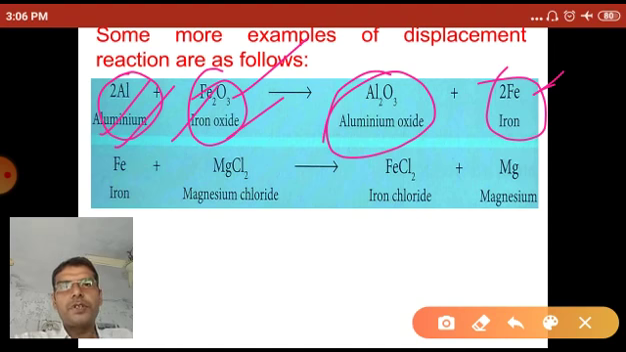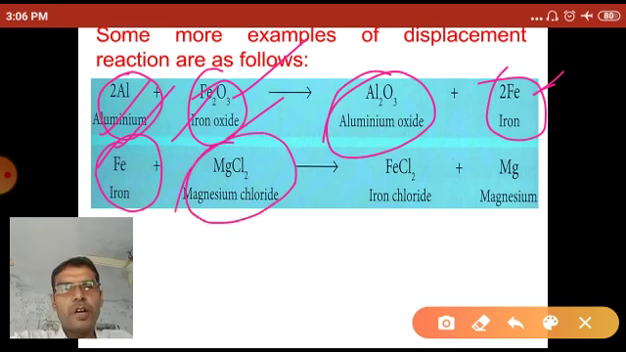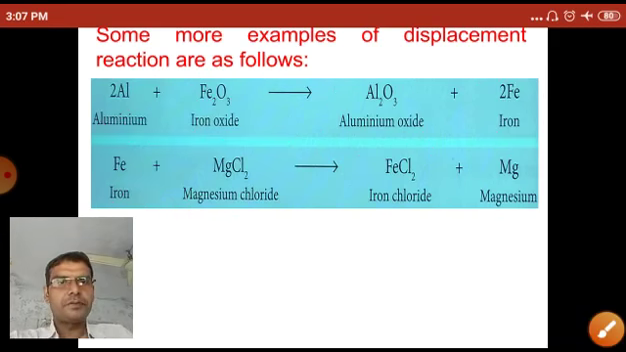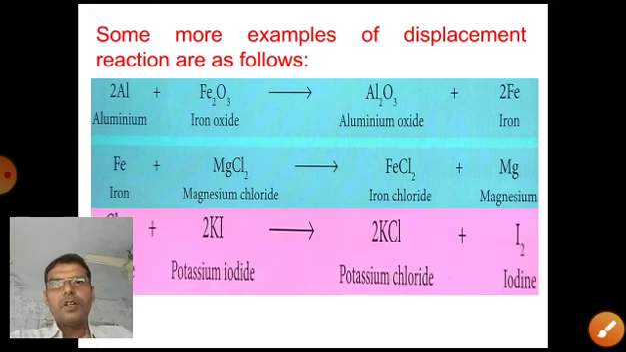Now in the second reaction, when iron is added into magnesium chloride solution, then iron displaces the magnesium and they form ferrous chloride and magnesium, because iron is more reactive than magnesium. So iron displaces the magnesium from the magnesium chloride. So these are the examples of displacement reactions. Now next examples.